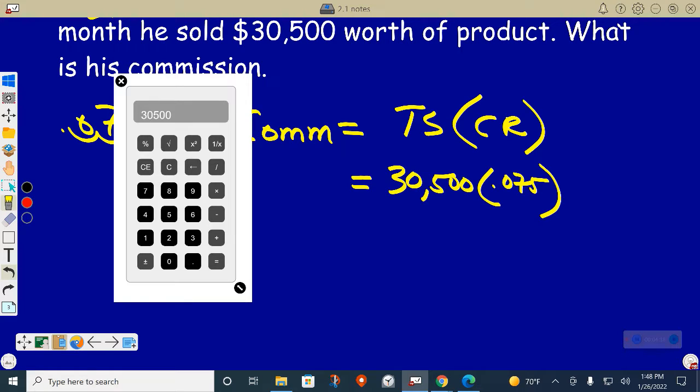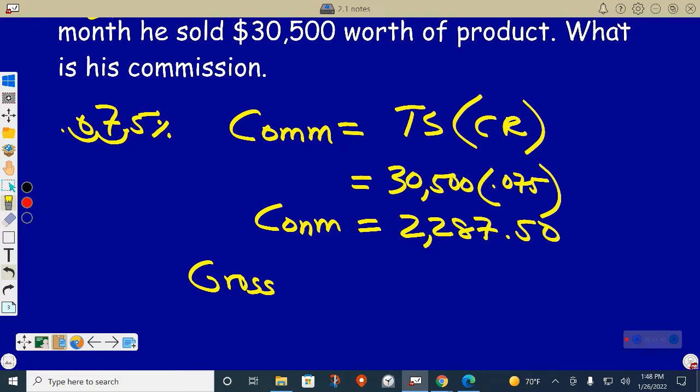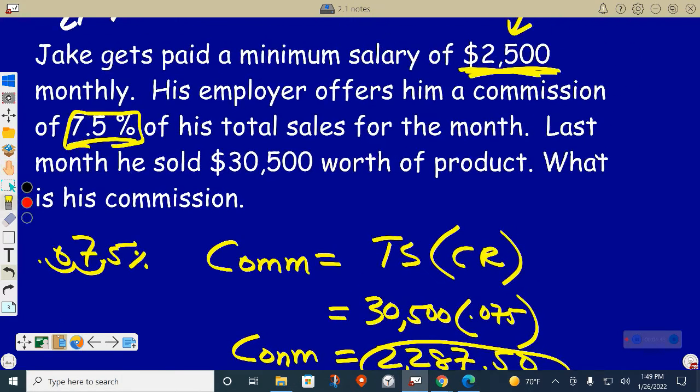30,500 times 0.075, so 228,750. So Jake is going to make commission of $2,287.50. So that means his gross pay now. When I say gross, that means total. His gross pay is going to be this plus his minimum payment. What they pay him every month. That's his salary. His minimum salary.